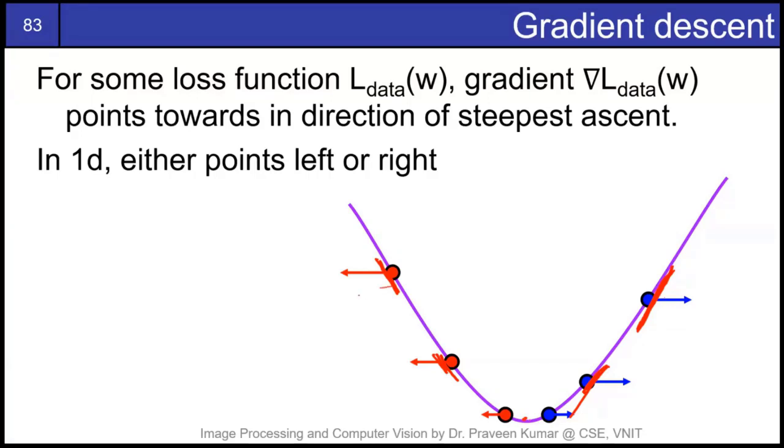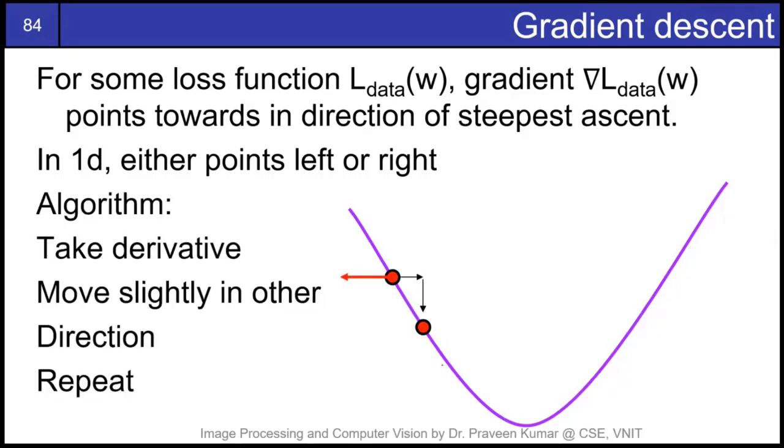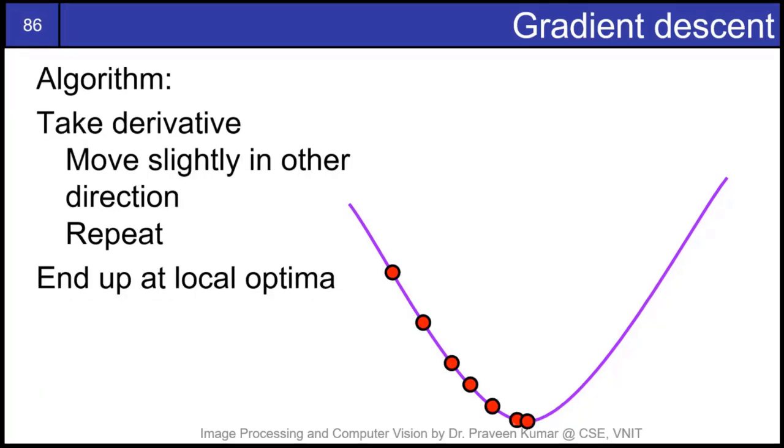And if you are on this side, you have to move in the opposite direction because the gradient is negative here, so you have to increment the weight. Iteratively we keep on doing this, and slowly we converge towards the local minima by taking this kind of gradient descent approach.